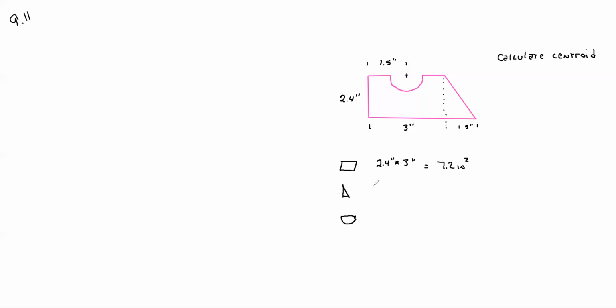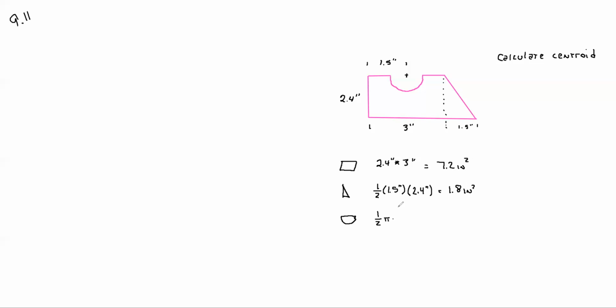Area of a triangle, 1/2 times the base, 1.5 inches, times the height of the triangle, which is 2.4 inches. And that comes out to be essentially 1.5 times 1.2, 1.8 square inches.